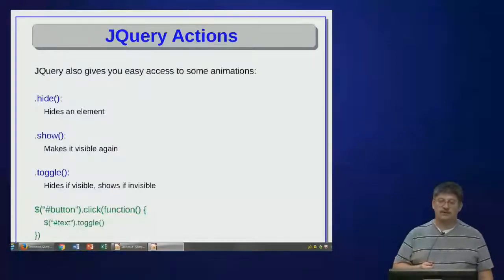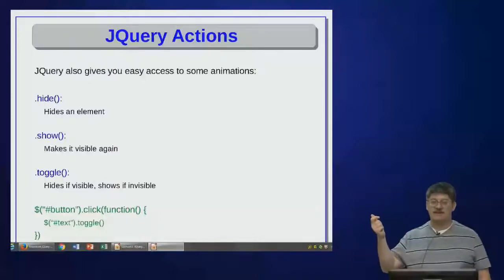function. So for example, I can find my button, and I can set its .click event to do this code. The function searches for a paragraph with ID text, and it toggles it. So when I click the button, it'll find the text paragraph, and if it's visible, it'll hide it. And if it's invisible, it'll show it again. So clicking the button will make the paragraph appear and disappear.